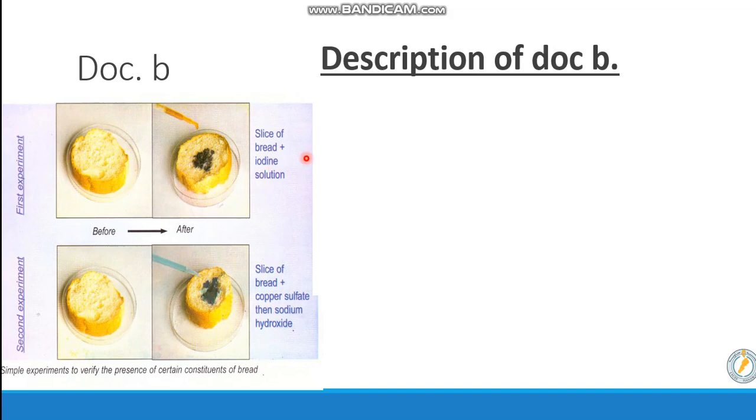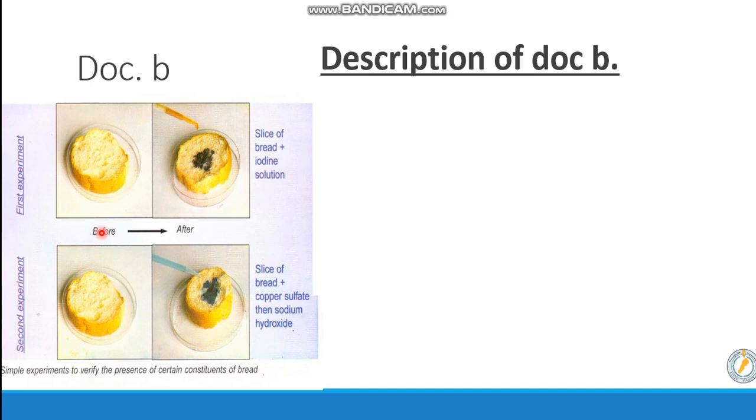Now, the first thing to do here, we need to describe document B. Whenever we want to describe, you should write a small paragraph about the things that you can see. Don't add any information and don't eliminate any information. You can write it with the active voice, we put iodine, we got, or passive voice, like iodine was added to a slice of bread.